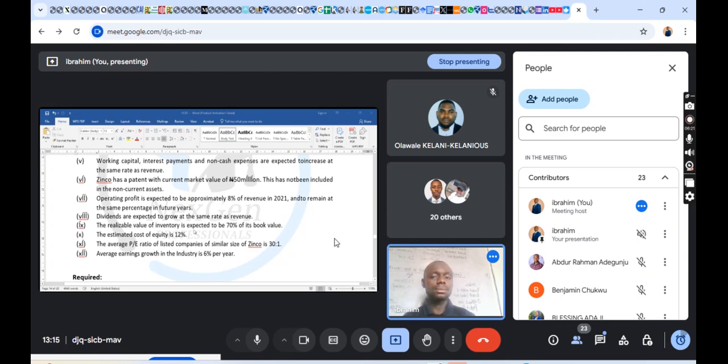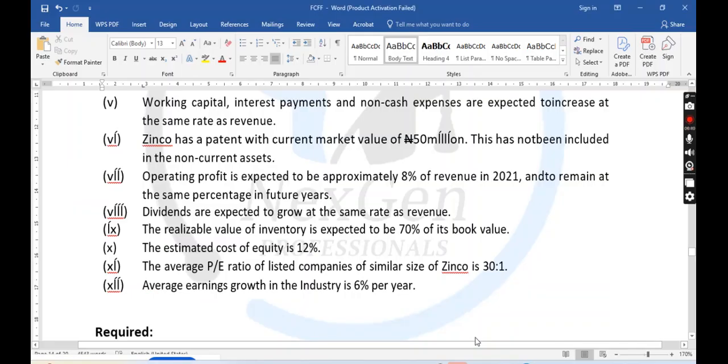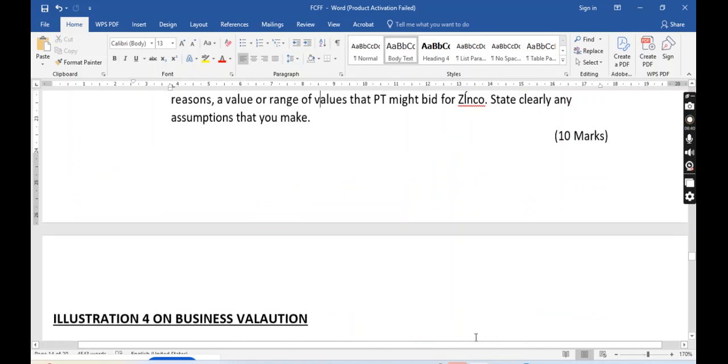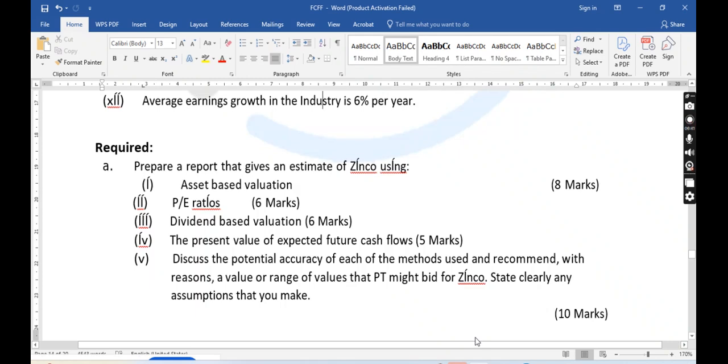That is the average earnings growth in the industry, which is 6%. That is, the earnings per share in the industry will increase by 6% per year. And what is required? The first requirement is to use the asset-based valuation approach to determine the value that PT will pay for Zinco.